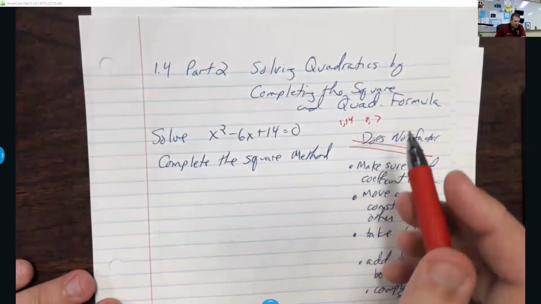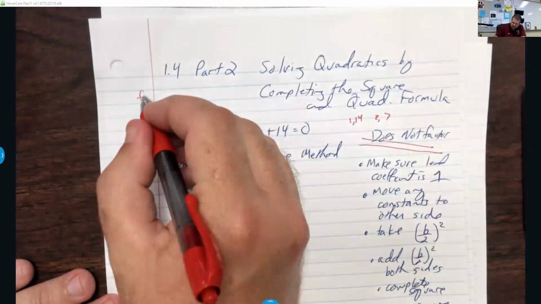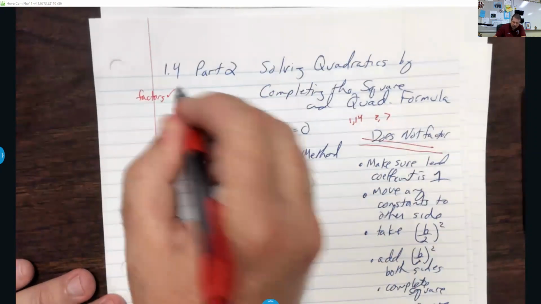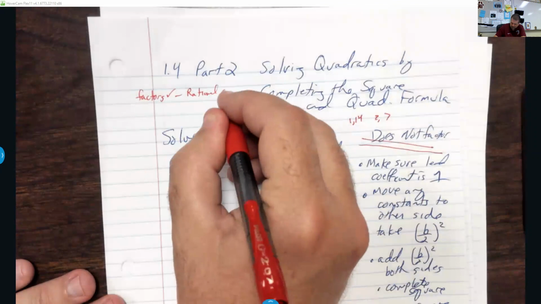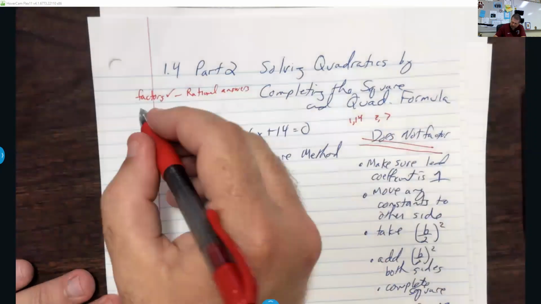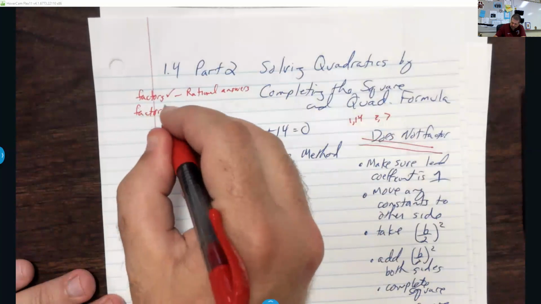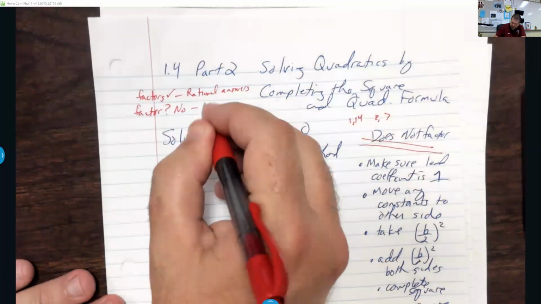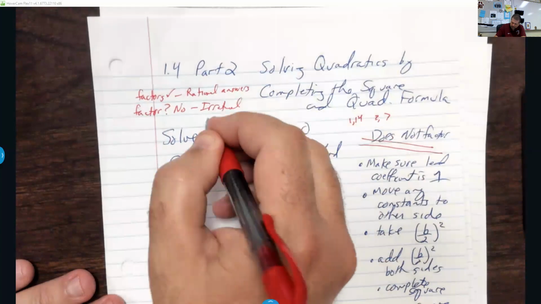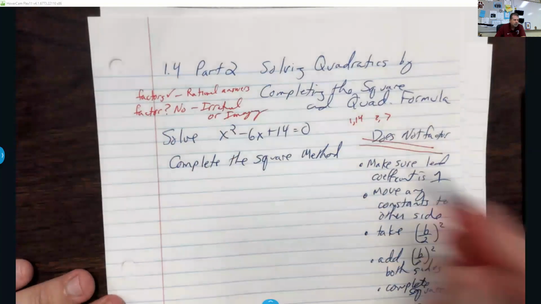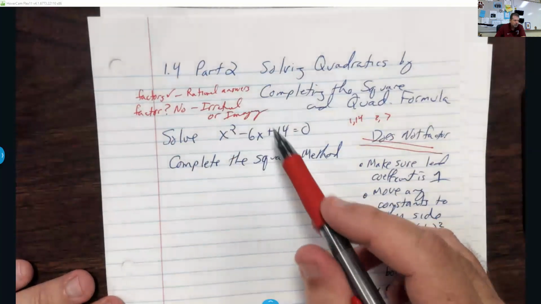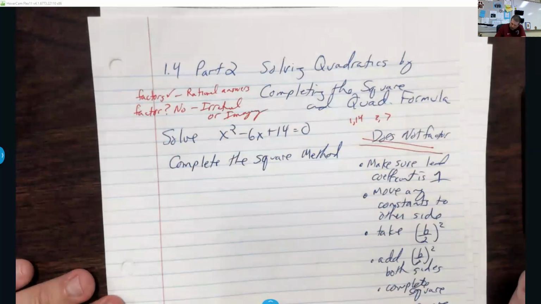Now, little thing though, okay? If something factors, yes, you're going to get rational answers, whole numbers or fractions. If it doesn't factor, you're going to get irrational and/or imaginary answers. Okay, so this one does not factor. So it means my answers are going to be irrational or imaginary or both. Well, technically they can't be both, but they'll look irrational. Irrational means it's going to have a square root symbol in it.